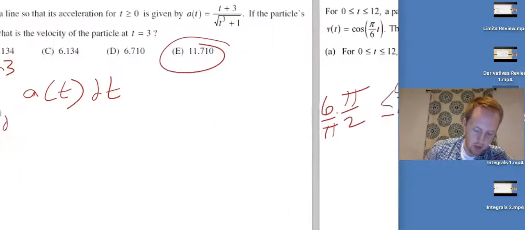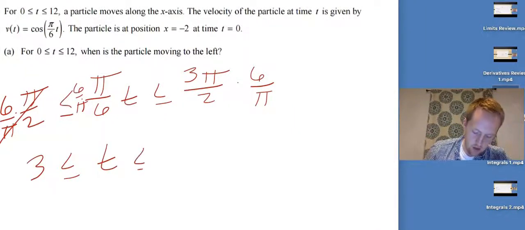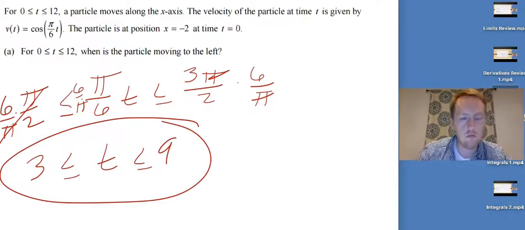Okay, over here the pi's cancel, and I'm left with 3 less than or equal to t less than or equal to, okay, pi's cancel again. This is 3 times 6 is 18 over 2 is 9. There we go. The particle's moving to the left when t is between 3 and 9.